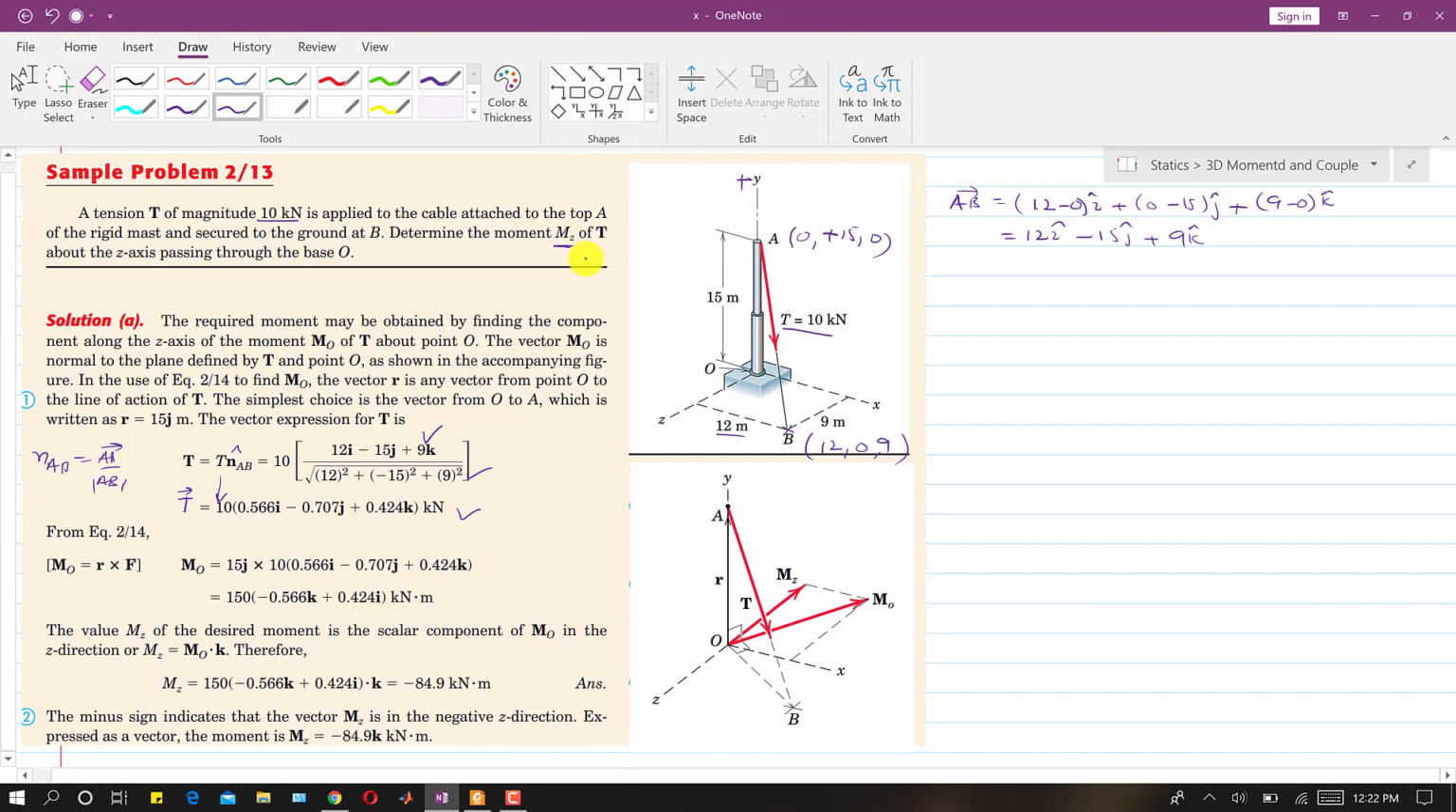Let us consider this figure. In this figure, this black arrow is the moment arm from O to A. So what will be that R vector?